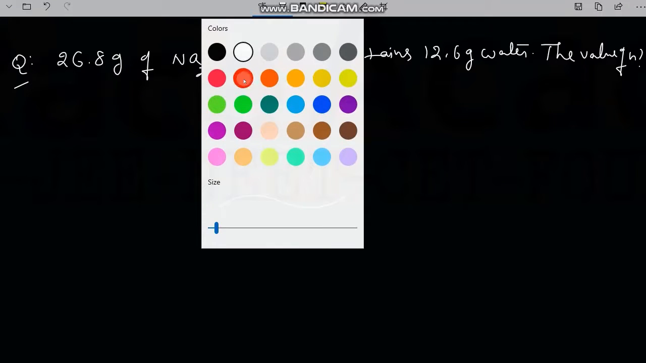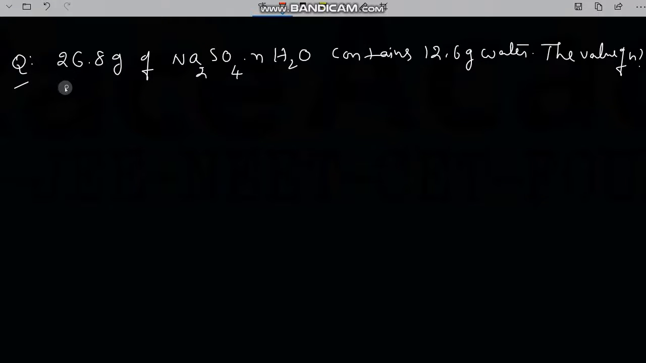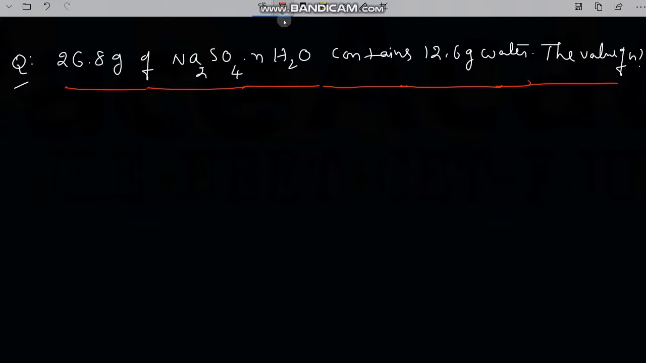Let us see this question. 26.8 grams of sodium sulfate hydrate contains 12.6 grams of water. Then what is the value of n? We have to find the value of n in this question. First of all, what is the formula given? They have given hydrated sodium sulfate, that is Na2SO4·nH2O.